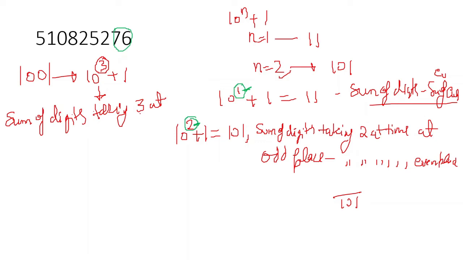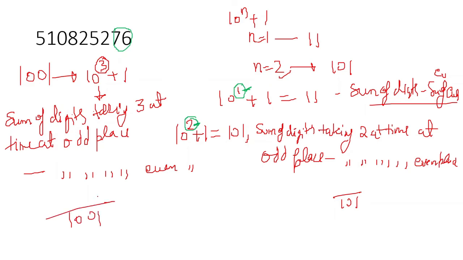Taking 3 at a time at odd place from the right hand side, that is the common thing, minus the sum of digits taking 3 at a time at even place. If this result is divisible by 1001, then the number is divisible by 1001, else the number is not divisible by 1001.